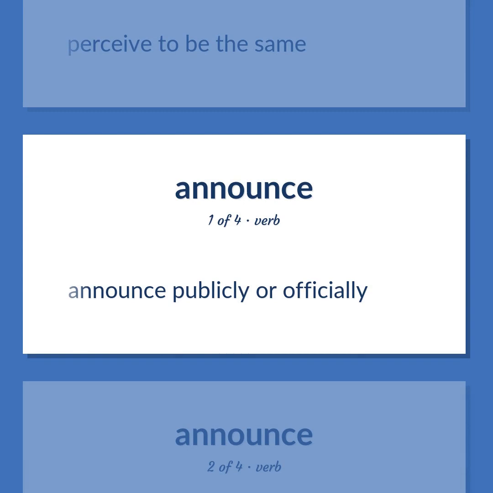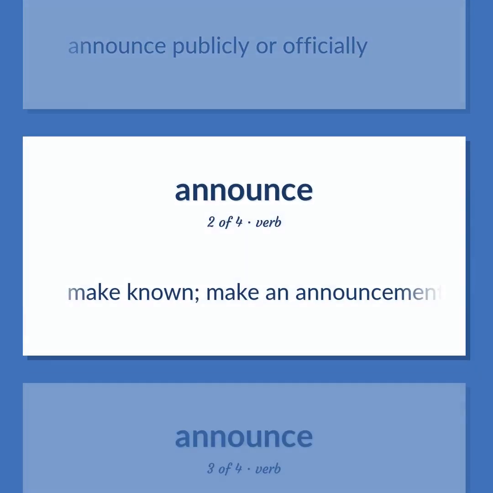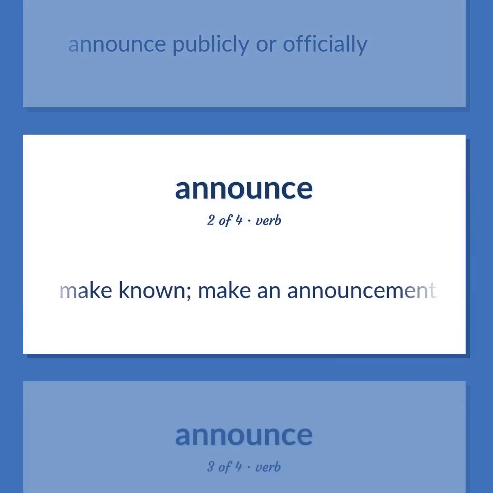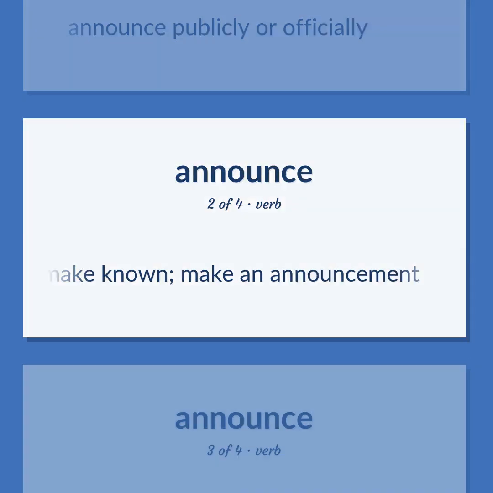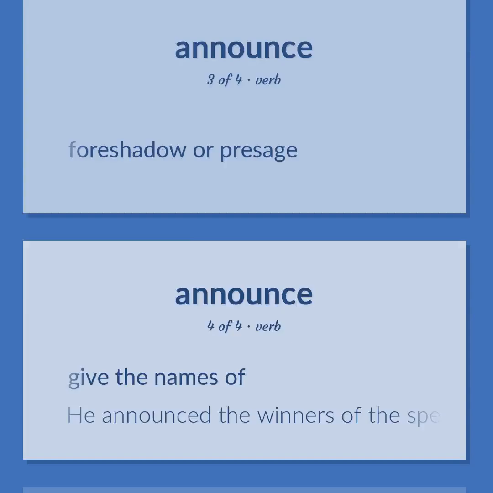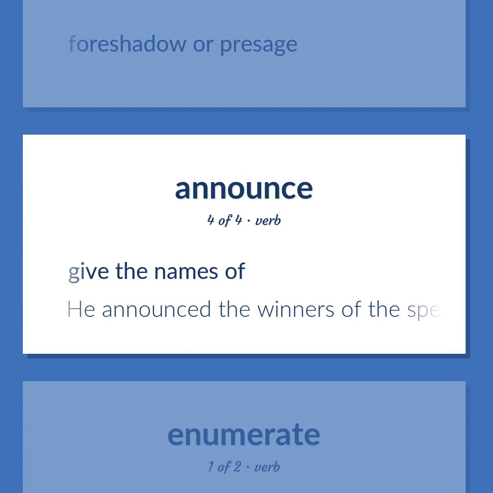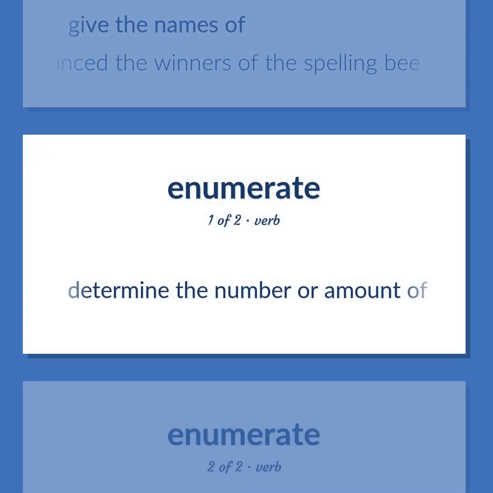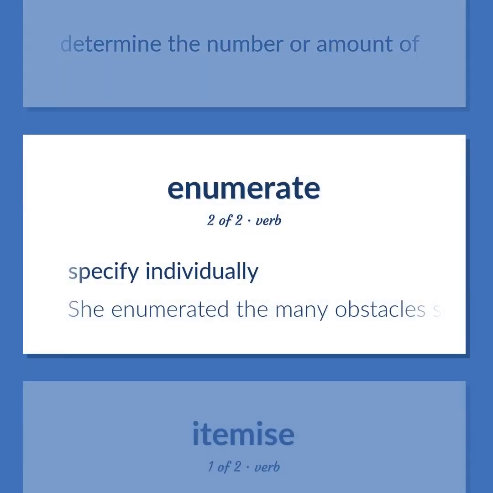Announce publicly or officially. Make known. Make an announcement. Foreshadow or presage. Give the names of. He announced the winners of the spelling bee. Determine the number or amount of. Specify individually. She enumerated the many obstacles she had encountered.